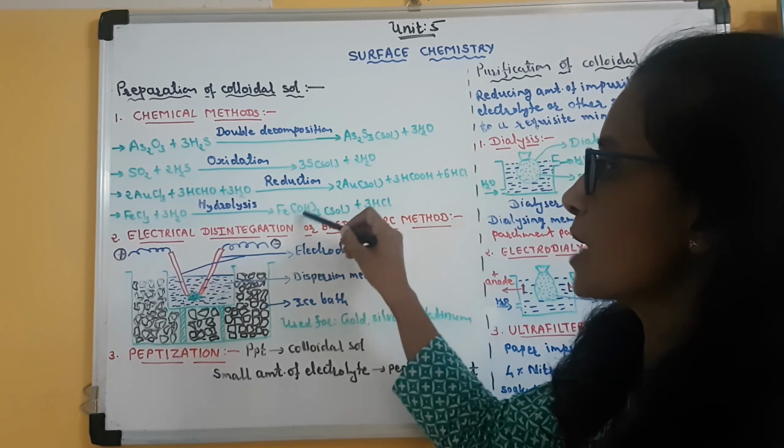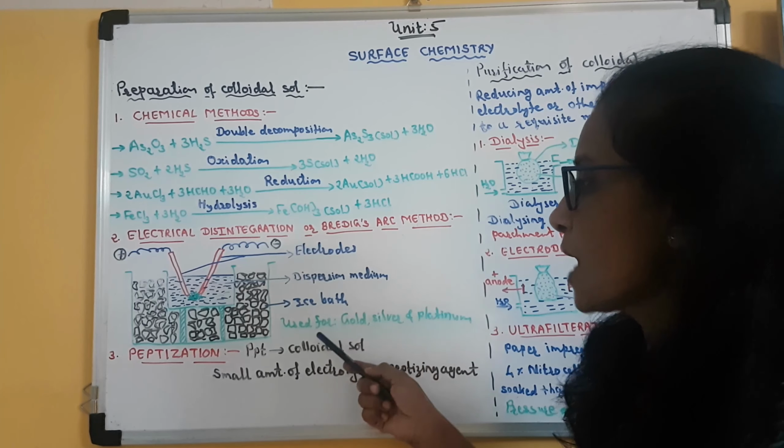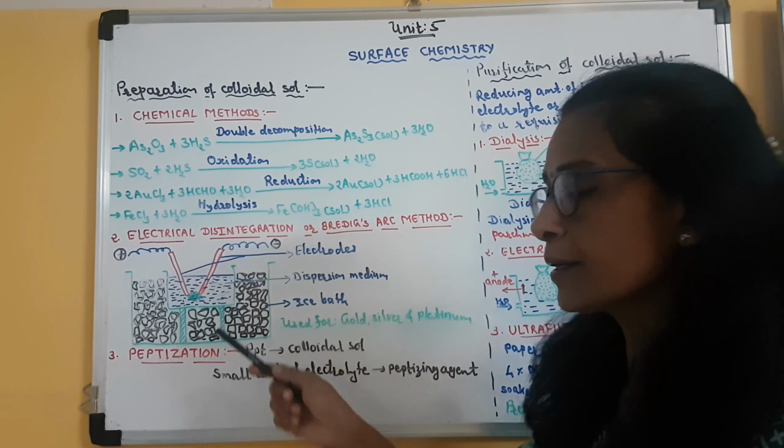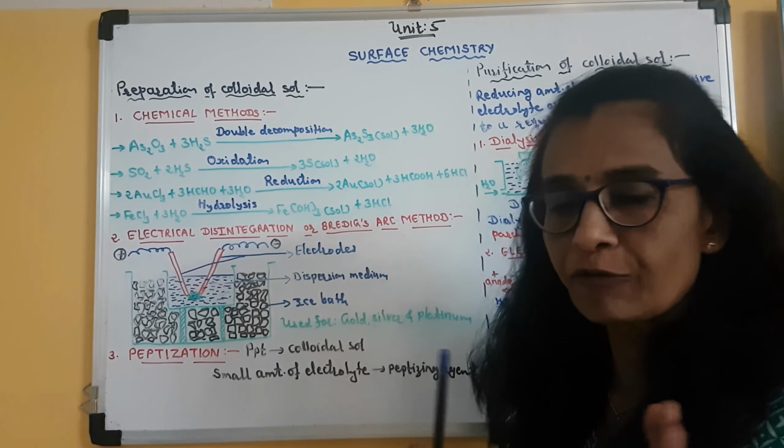This is asked in a 3 marks or 2 marks question. Here the diagram is compulsory. If it is asked in a 3 marks question, then the diagram will carry 1 mark. And if it is asked in a 2 marks question, then the diagram will carry half a mark. Clear? The diagram is very simple to draw, so don't skip it. You have to draw this compulsorily. And this method is again very important from the examination point of view. Electrical disintegration or Bredig arc method.